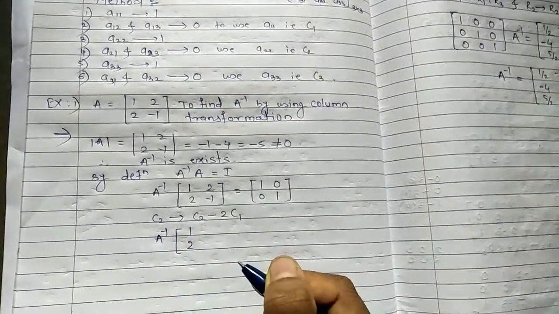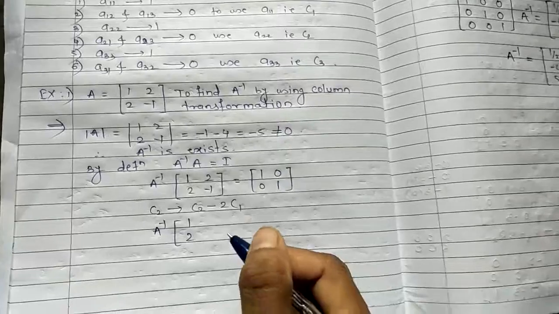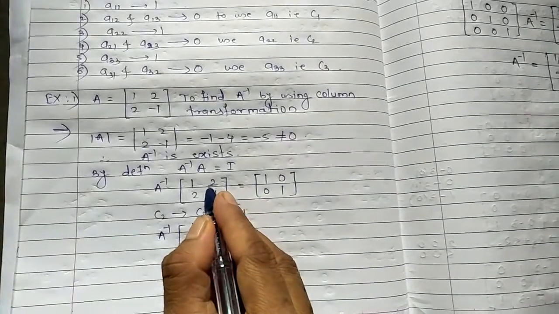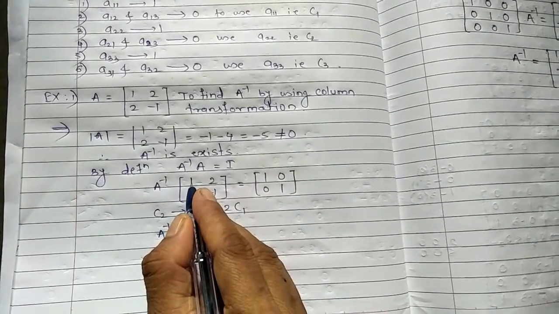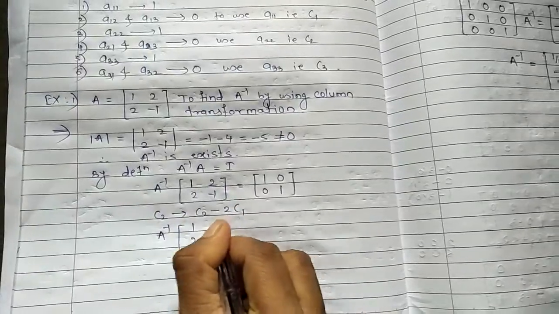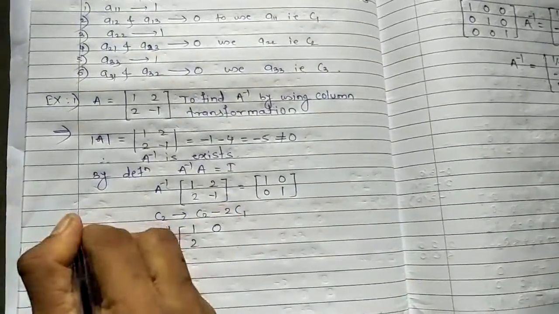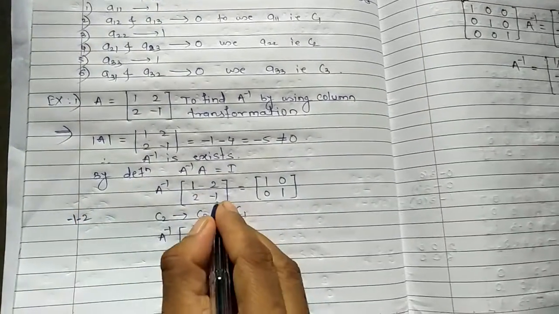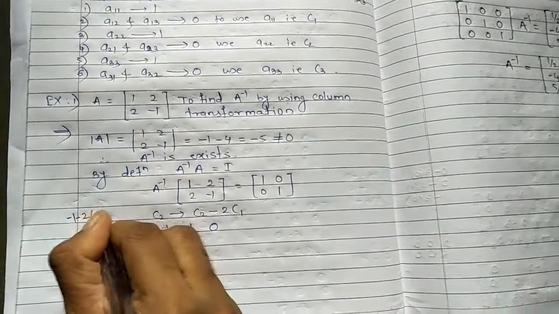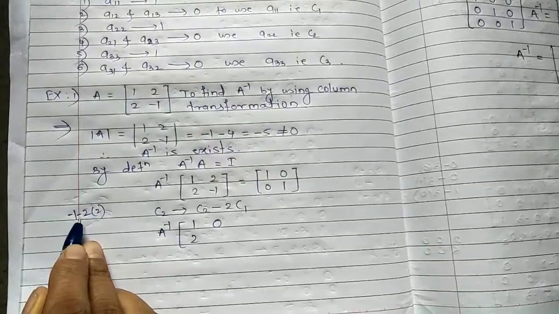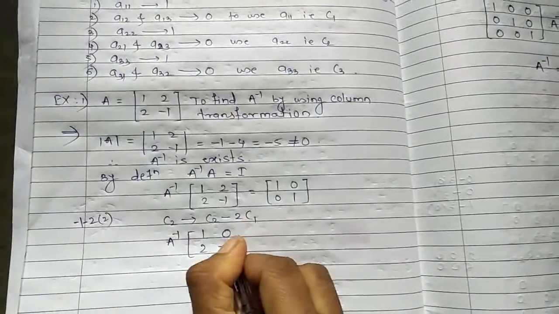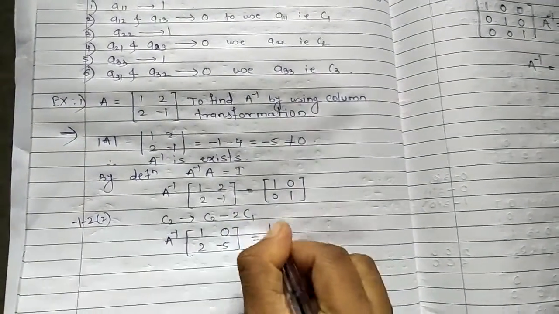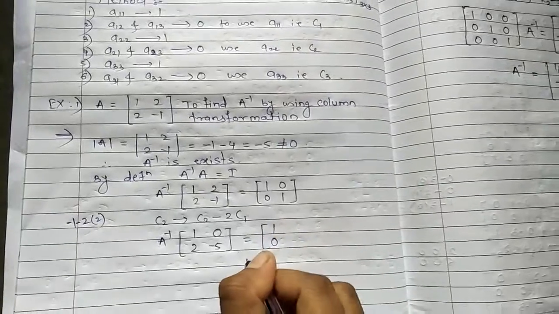So your C1 column is as it is. In the C2 column, look: 2 minus 2 times 1. 2 times 1 means 2. 2 minus 2 is 0. Then it is -1 minus 2 times the corresponding element in C1, which is 2. So it is -1 minus 4. So it is -5. And your first column is as it is.